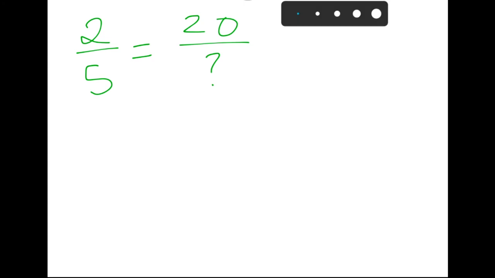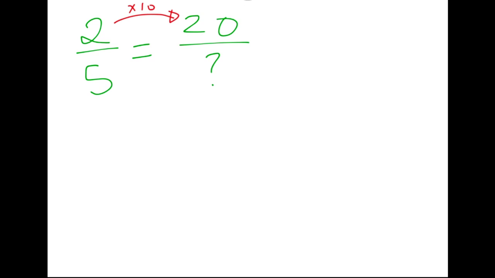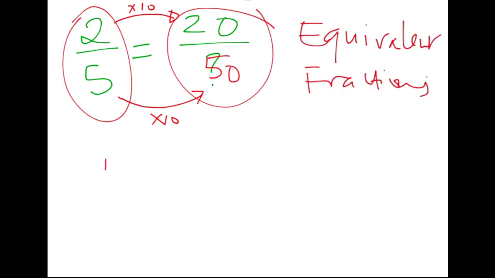Let's try another one. 2 out of 5 is equal to 20 out of what? Again, there is a shortcut I can use. I can see that from 2 to 20, I multiplied by 10. So from 5, I also have to multiply by 10. 5 times 10 is 50. So that's my answer.